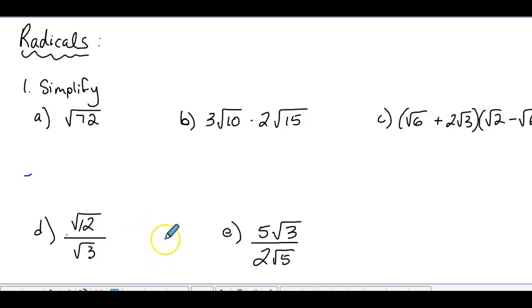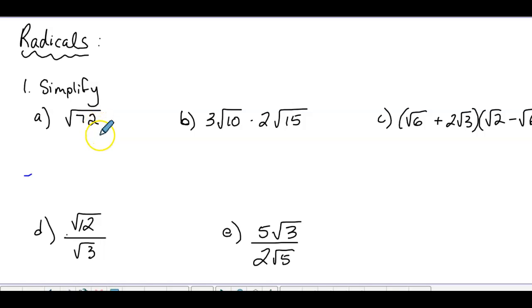Hi there, we're going to review some of the concepts in lessons 1 and 2 of the radicals unit, unit 5. So let's take a look. First, we're going to look at numerical, so irrational numbers and simplifying them. So in the first one, this is basically math 10.